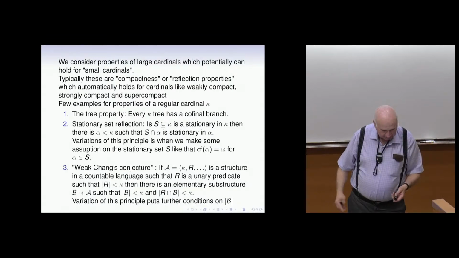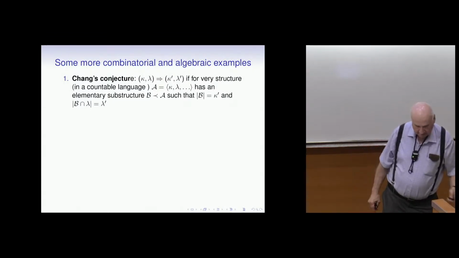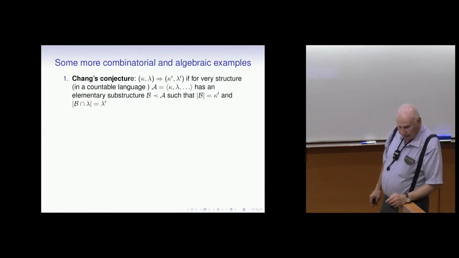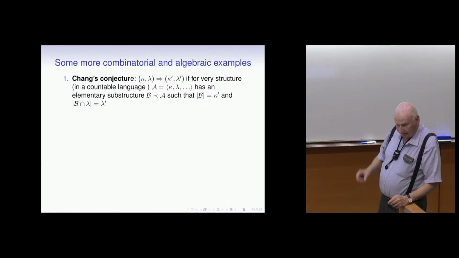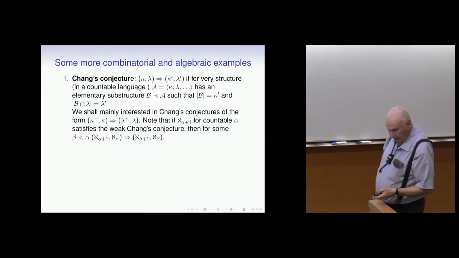Now, the reason I put it like that is because you put a condition on the cardinality of B. Now, the real Chang conjecture, usually you talk about pairs of cardinals, and you talk about the pair kappa, lambda arrows kappa prime, lambda prime, if for every structure whose domain is kappa and distinguished predicate lambda, there is an elementary substructure B such that the cardinality of B is kappa prime, and B intersect lambda has cardinality lambda prime. And she's mainly interested in Chang conjecture of the form for successor cardinals, kappa plus, kappa arrows lambda plus, lambda.